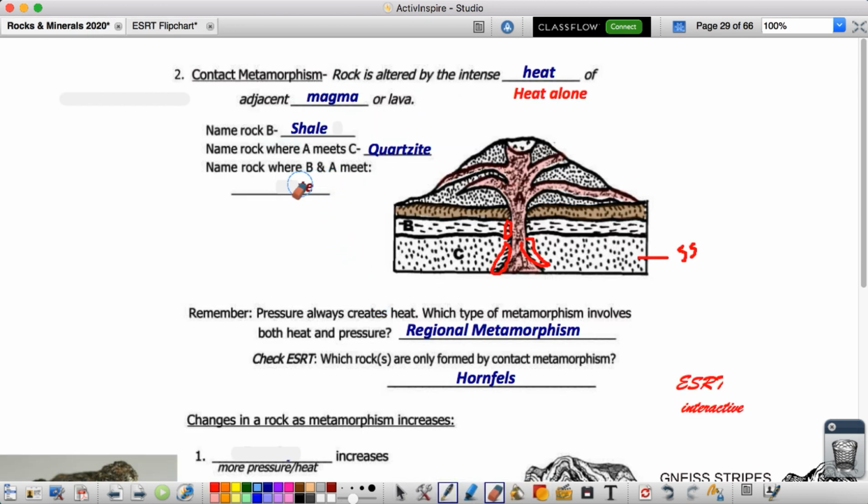All right, but like I said, most kids go right to slate. Okay, well, the answer is hornfels, people. Okay, so that was careless of me. So hornfels is your answer.